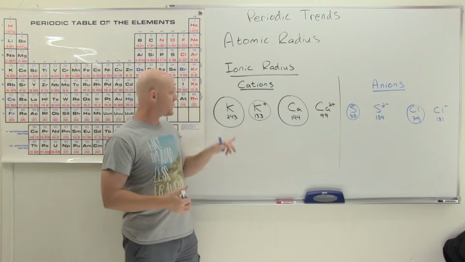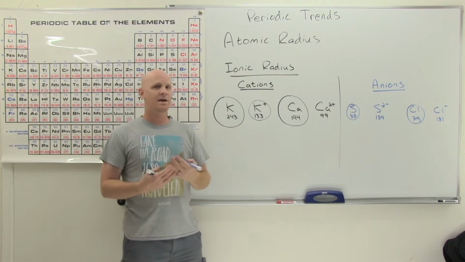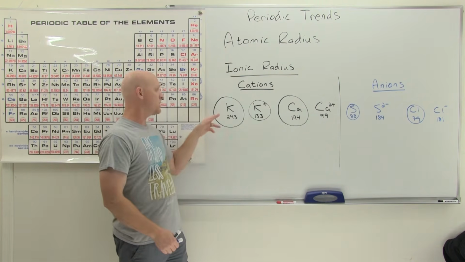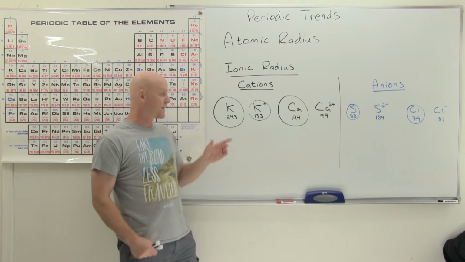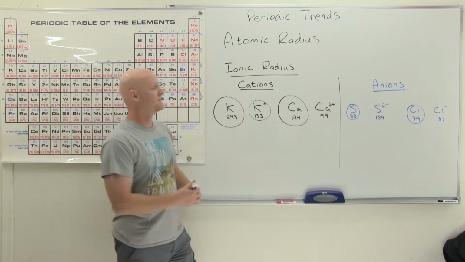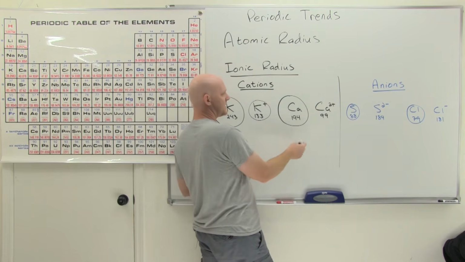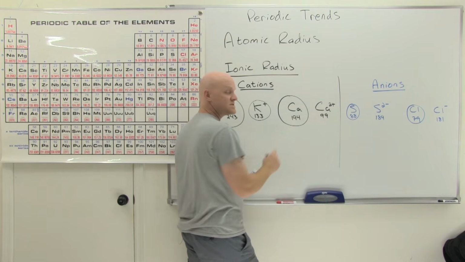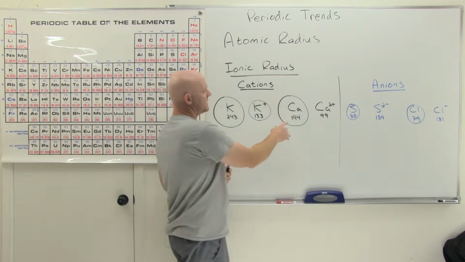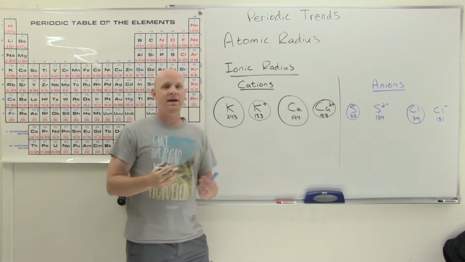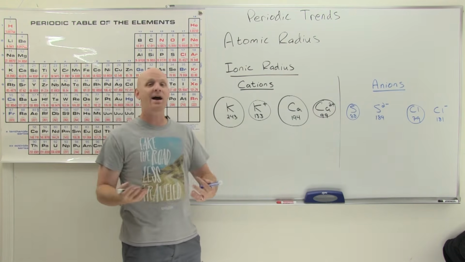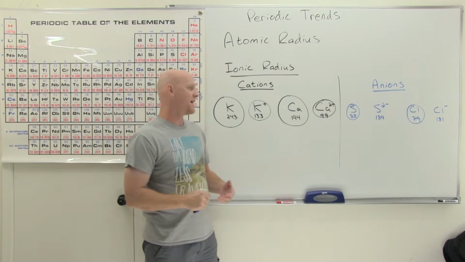I just put the numbers on there. They're not important as far as the actual values. What I did want you to see is that this reduction in size is very significant. It's not just that it goes down a couple percent. No, it goes down a huge amount in comparison. Same thing with calcium here. Lose 2 electrons, which again would lose the entire valence shell, go from 194 picometers all the way down to 99 picometers. A very significant change, almost cutting its size in half.